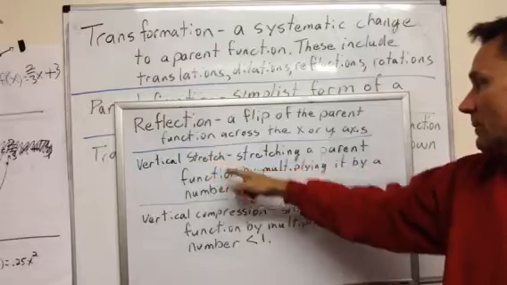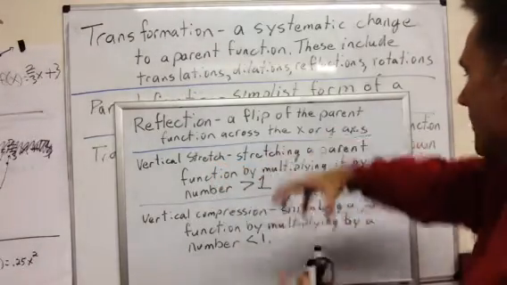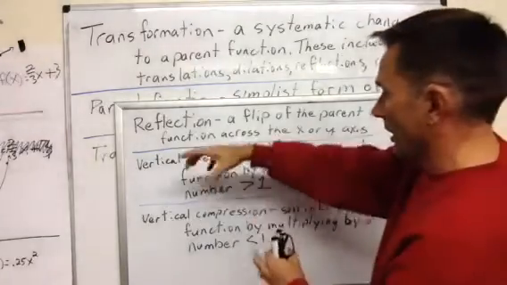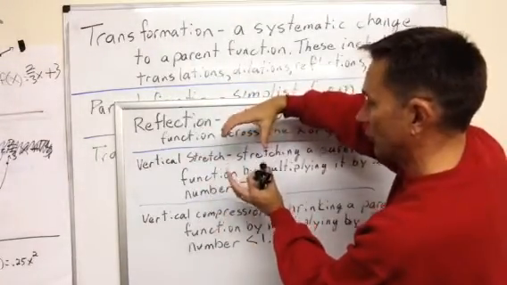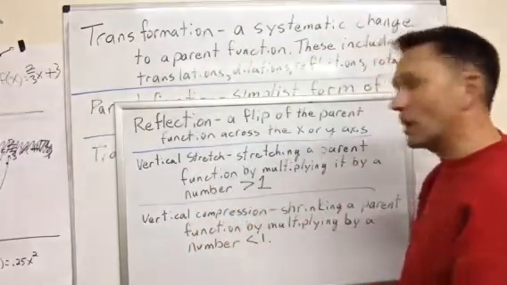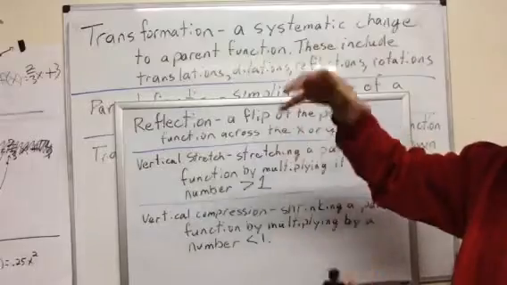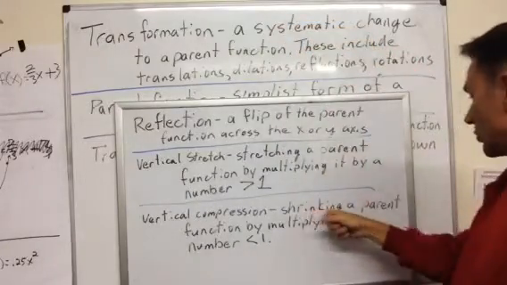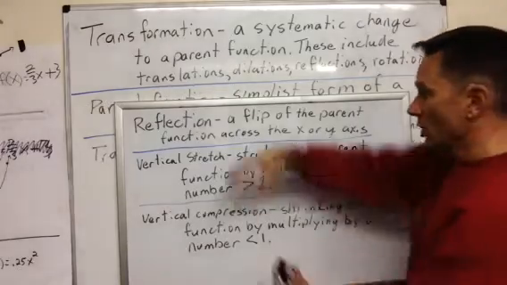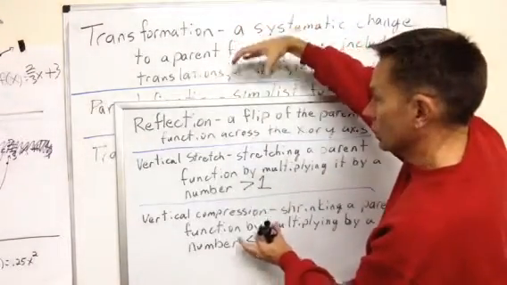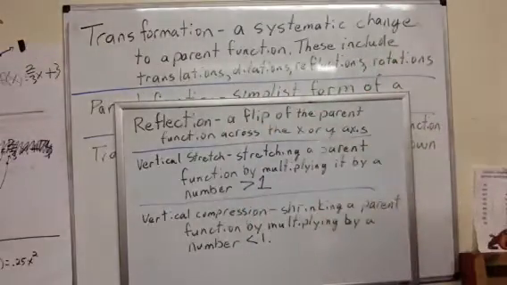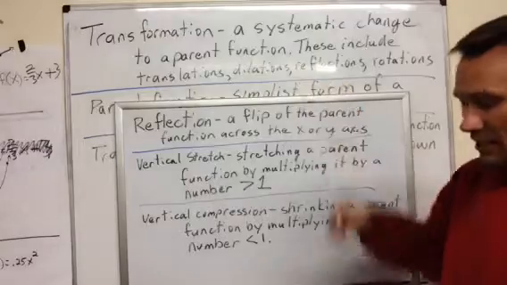Vertical stretch: stretching a parent function by multiplying it by a number greater than 1. So if it's in this area, we're stretching it out over this area possibly. A vertical compression is shrinking the function, making it smaller. So shrinking a parent function by multiplying by a number less than 1. If a function is this big, we're going to shrink it down to this big. Again, if you need to pause the video to get all these definitions, please do so.